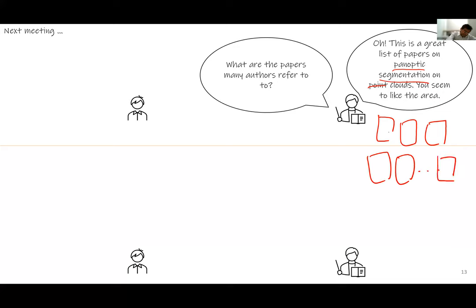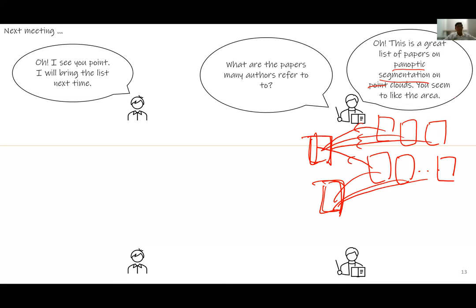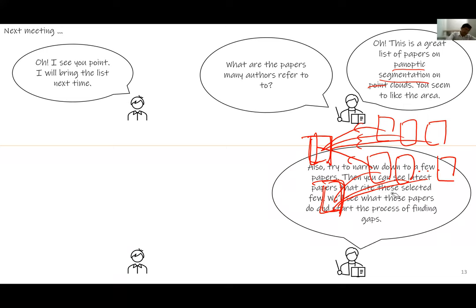Now, what the professor is asking is, is there a particular paper that maybe four of them refer to, cite? Is there another paper that three of them refer to? Now, these must be great papers in that area, right? I'm sure the professor already knows this, but he's guiding the student in the way to locate great literature, right? Oh, I see your point, I will bring the list next time. So hopefully he'll bring the list.